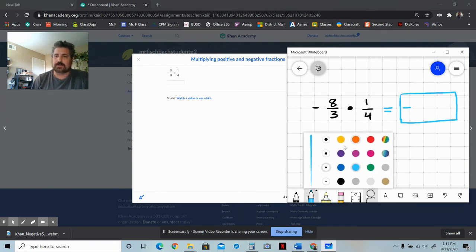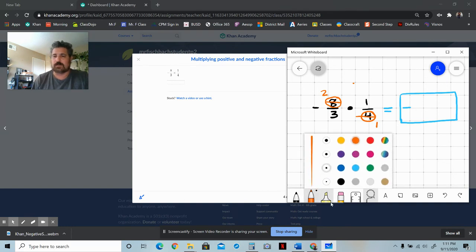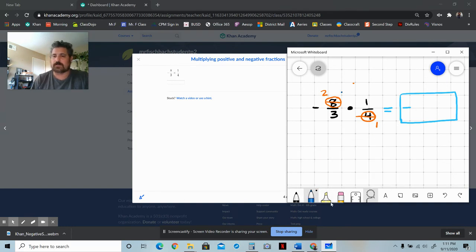What common factors do you see between 8 and 1 and 3 and 4? I see that 8 from the top and 4 from the bottom can both be divided by 4. So we're going to cancel those by dividing by 4. 4 divided by 4 is 1, and 8 divided by 4 is 2. Now there are no more common factors. You just multiply across the top, multiply across the bottom. 2 times 1 is 2, and 3 times 1 is 3. So we know the answer is negative, and in this case it's negative 2/3.